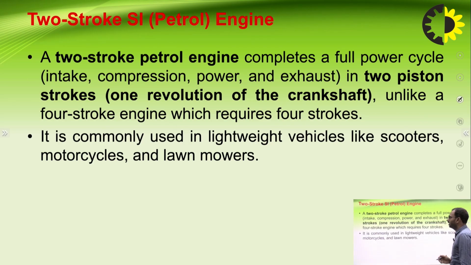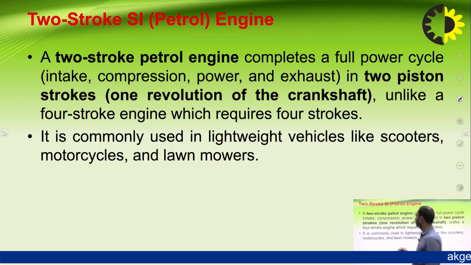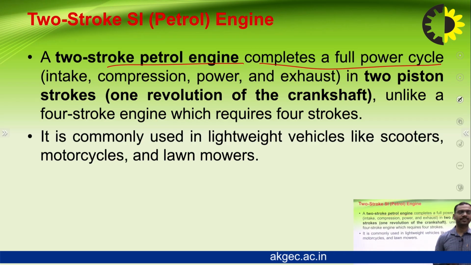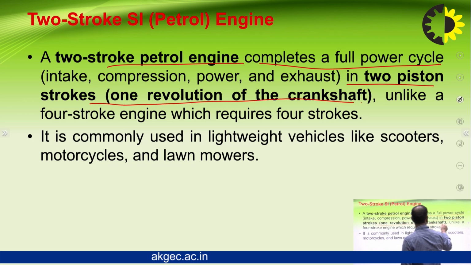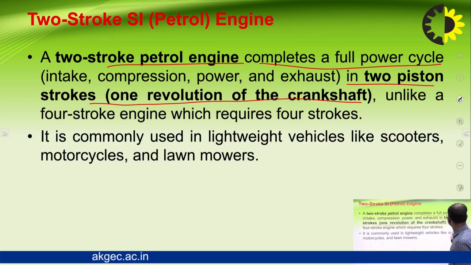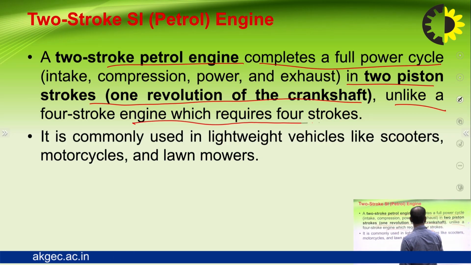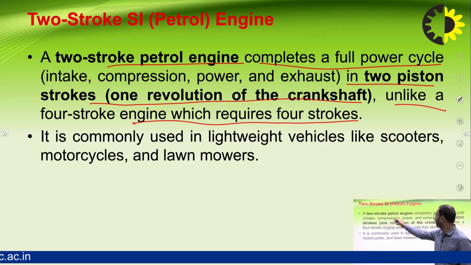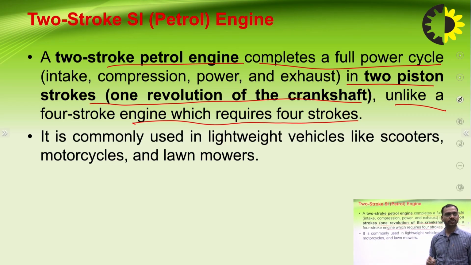Now I will discuss the construction and working of the 2-stroke SI engine. Basically, a 2-stroke SI, meaning petrol engine, completes a full power cycle. Full power cycle means it consists of intake, compression, power and exhaust in 2 piston strokes or 1 revolution of the crankshaft. Unlike a 4-stroke engine which requires 4 strokes to complete these processes, a 2-stroke requires only 2 strokes or 1 revolution of the crankshaft.